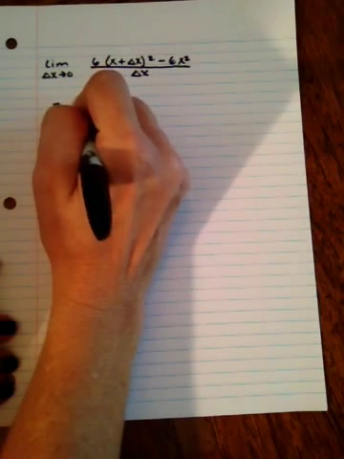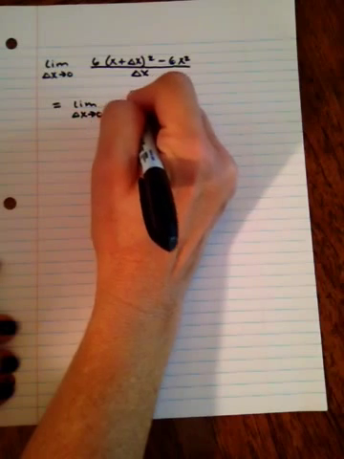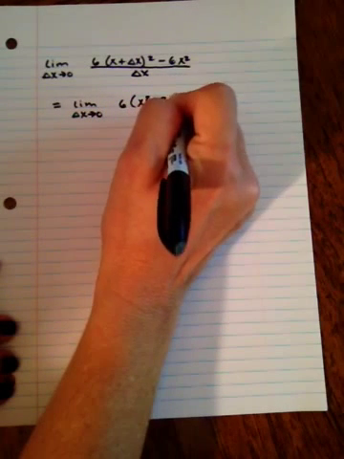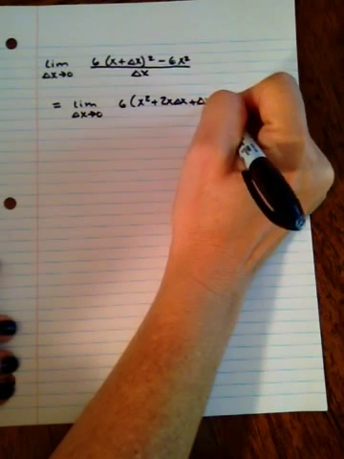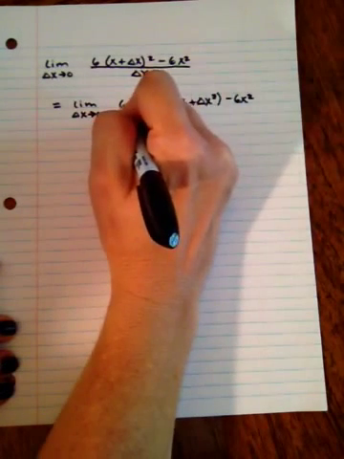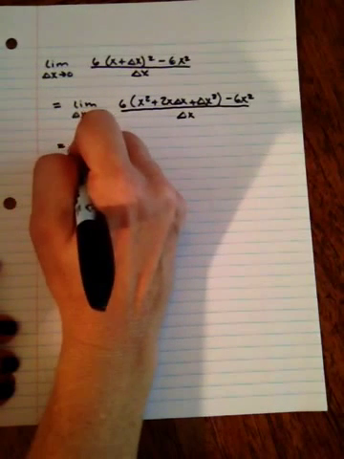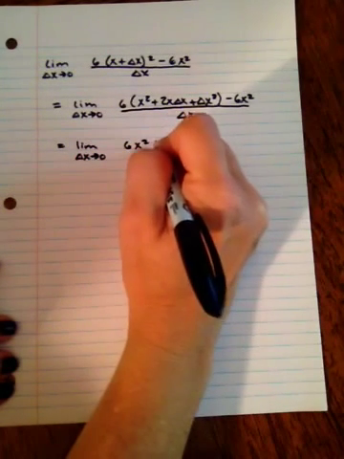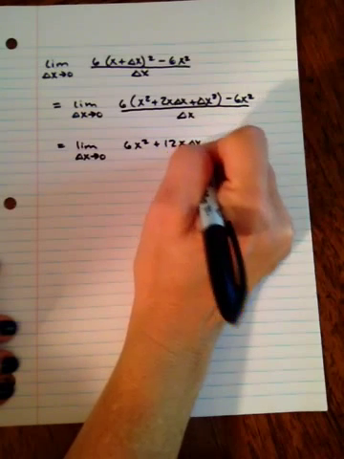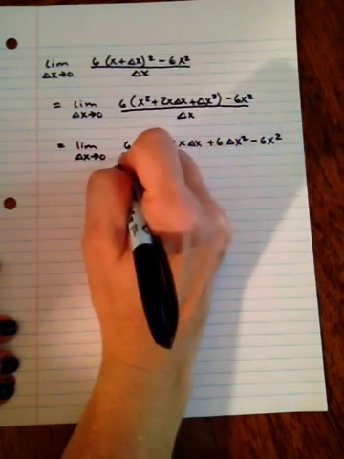One more. This will equal the limit as delta x approaches 0. And again, I have an x plus delta x squared. That's 6 times x squared plus 2x delta x plus delta x squared minus 6x squared all over delta x. And I'm going to distribute my 6. So this equals the limit as delta x approaches 0 of 6x squared plus 12x delta x plus 6 delta x squared minus a 6x squared all over delta x.